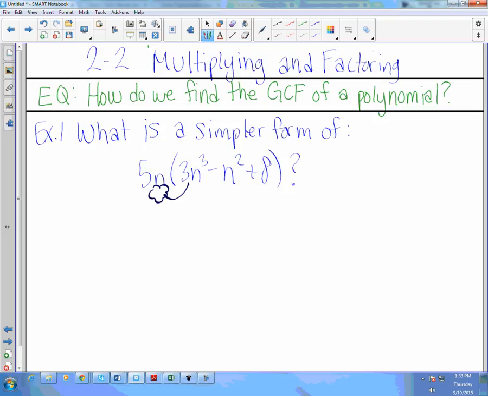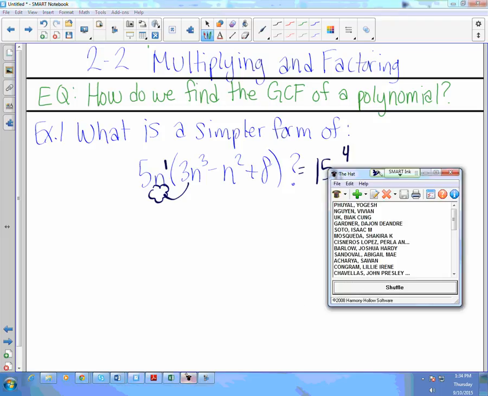N times n cubed. When we multiply, we add the exponents. It's n to the 1, right? 1 plus 3 makes 4. So 15 and the n to the 4th. When you multiply, everything changes. When you add, the exponent stays common, just like common denominators stay common. But when you multiply, everything changes. Okay?